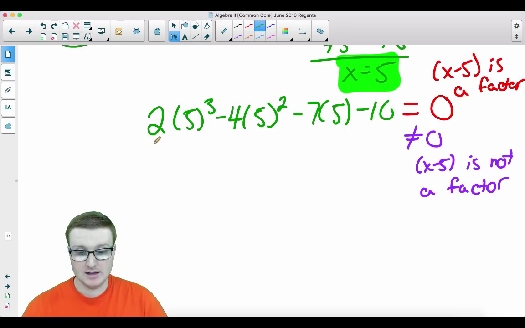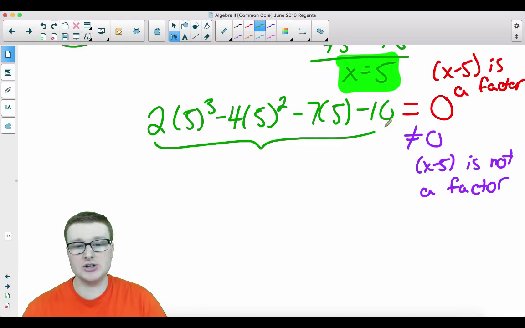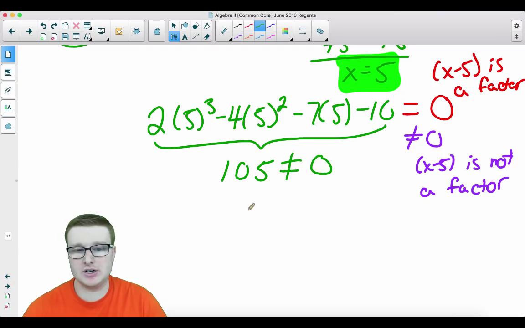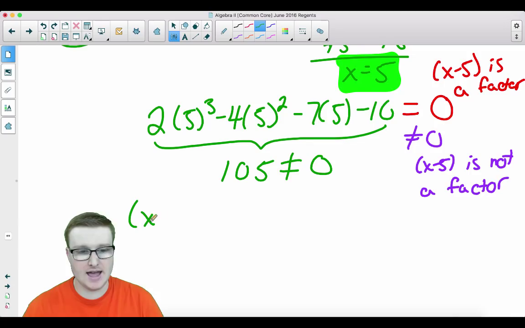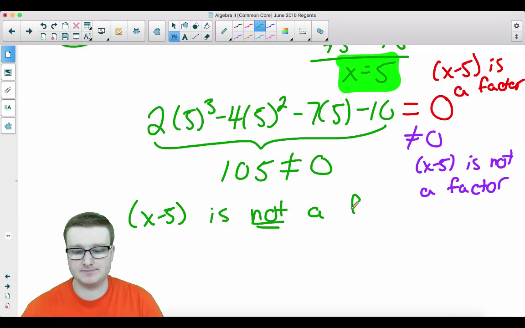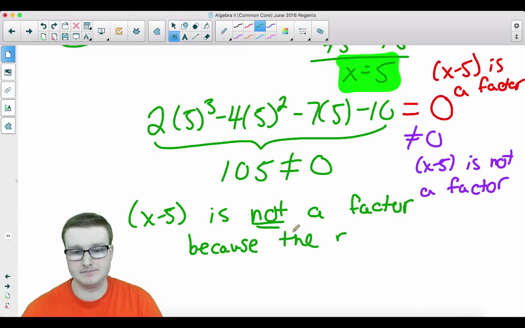I'm lazy. So if you plug all of this into your calculator, you get the answer of 105. 105 is not 0, ladies and gentlemen. That is not equal to the number 0. So therefore, since it's not equal to 0, we're going to say that x minus 5 is not a factor because the remainder is not 0.